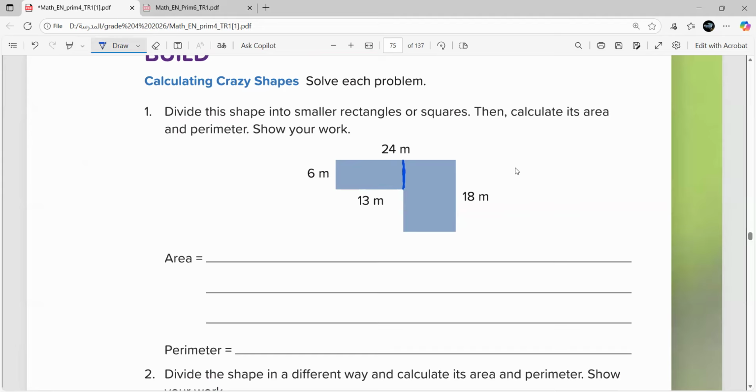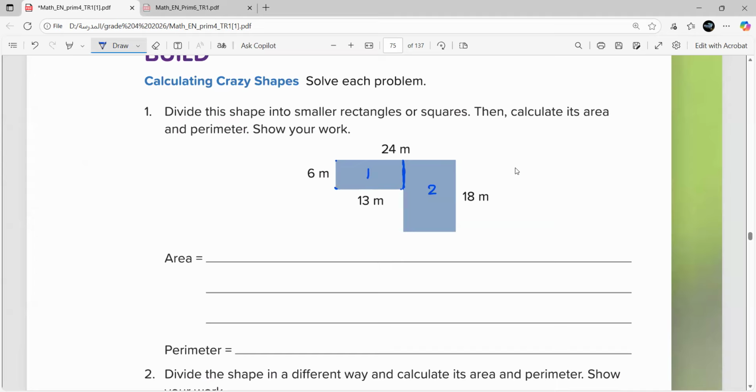We have now shape number 1 and shape number 2. Number 1 is a rectangle, as you see. What is the length and the width of this rectangle? The length is 13 from here to here, and this is the width. The length is 13 and the width is 6. So can we find the area of this shape? Yes, very easy. Length times width, because it is a rectangle.